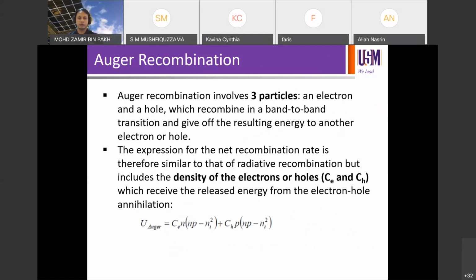Auger recombination involves three particles, so either EEH or EHH, an electron and a hole, which recombine in band-to-band transition and give off resulting energy to another hole or electron, right? So we've seen this one just now. Okay. So the net recombination is given by above. So CE and CH is density of electrons and holes. Auger recombination rate is given by this. Later on, when we do a calculation, it will be more clear. It'll be more clearer, right?